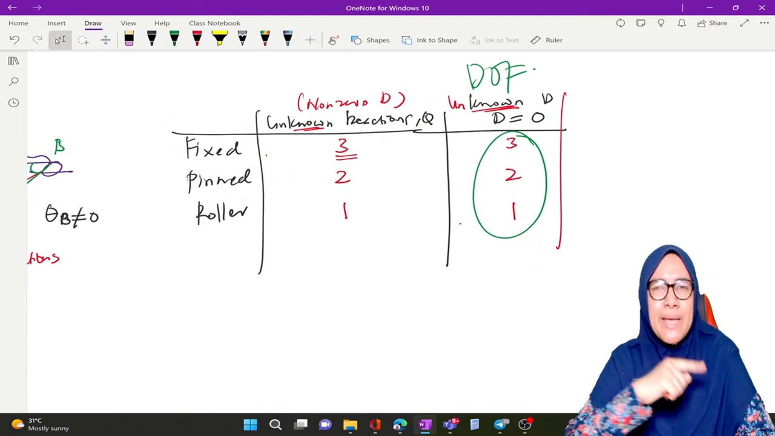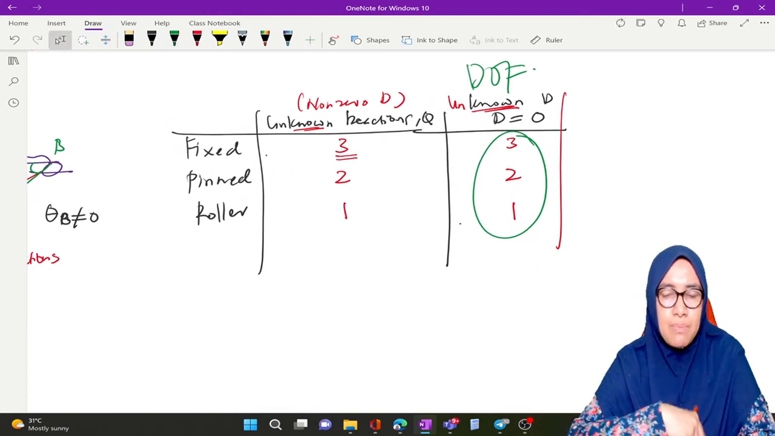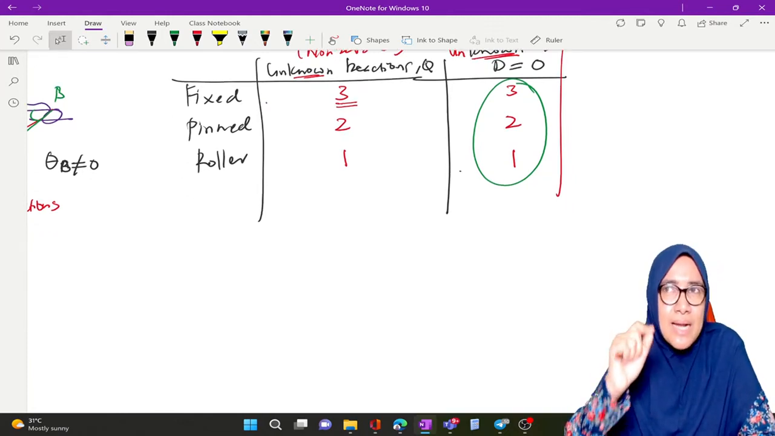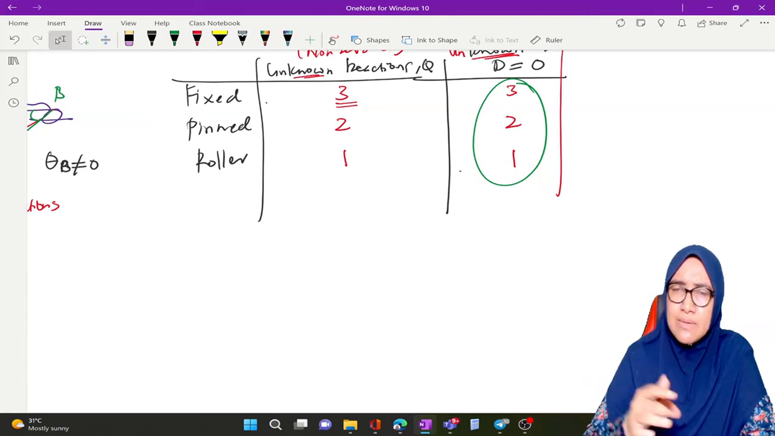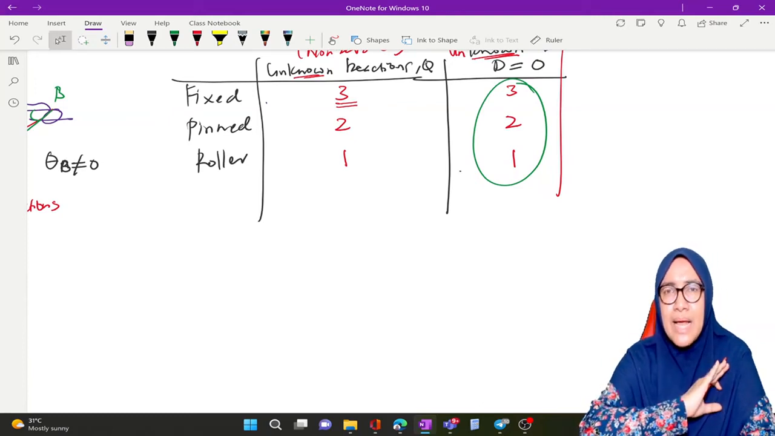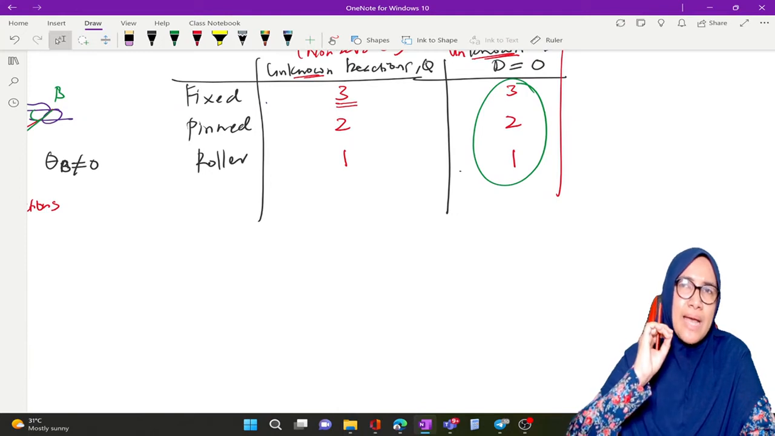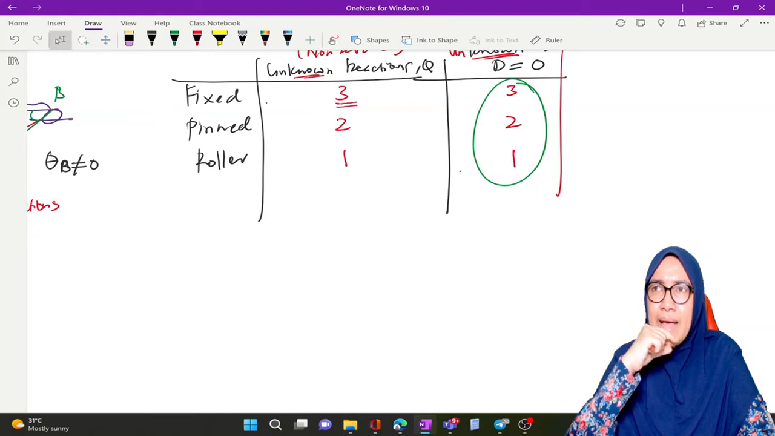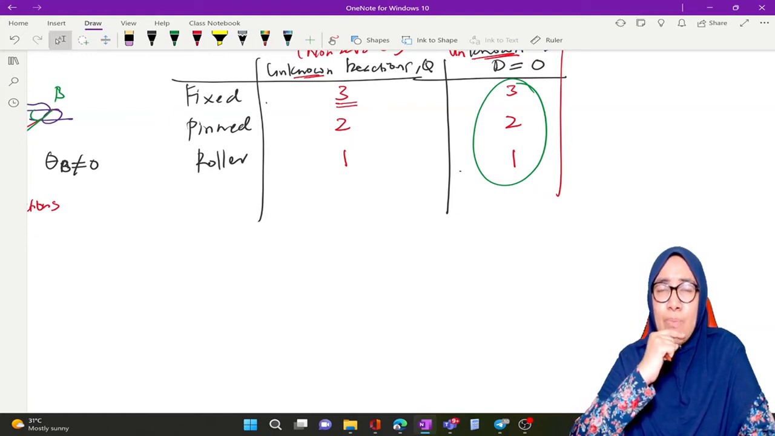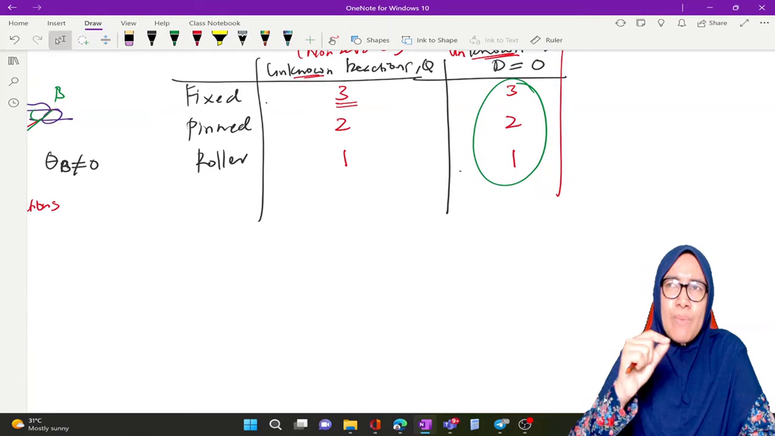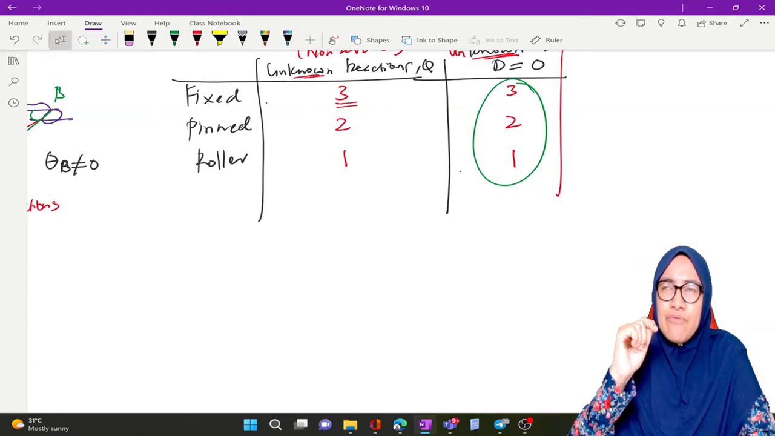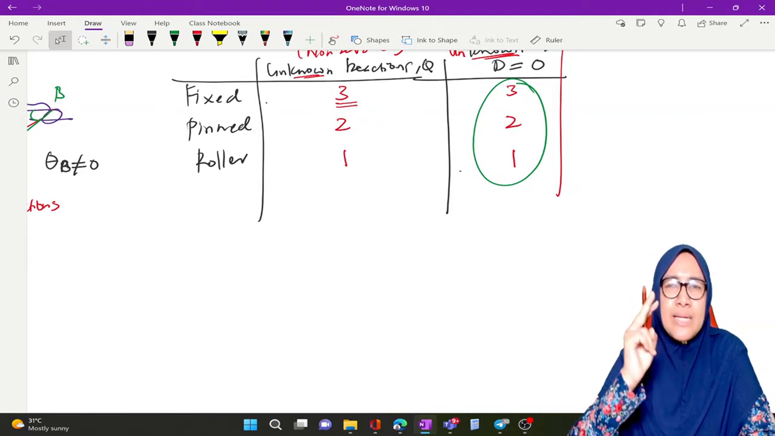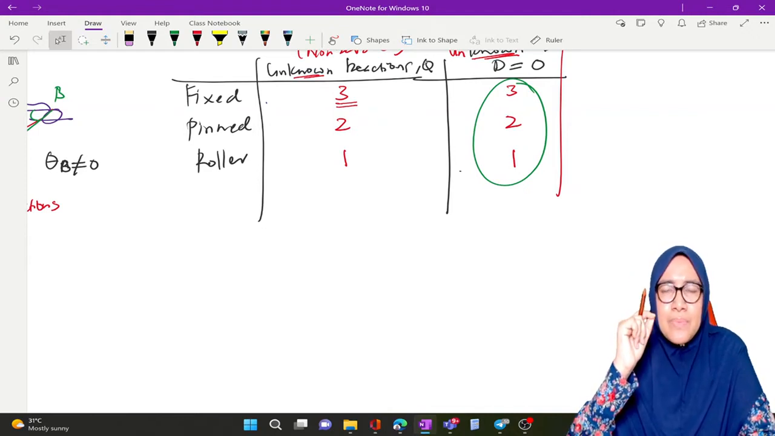So if it is pin support, if it is truss structure, because in truss there's no fixed support. Truss only has pin, truss only has roller, which means that we don't have moment in truss. So we have to remove it and count only 2 degrees of freedom in truss.